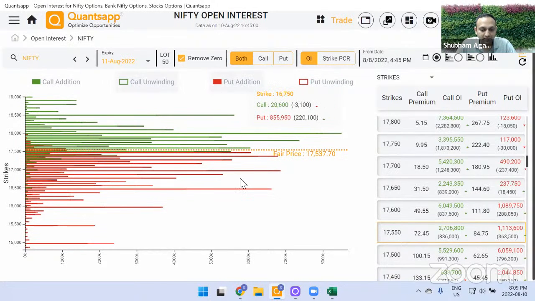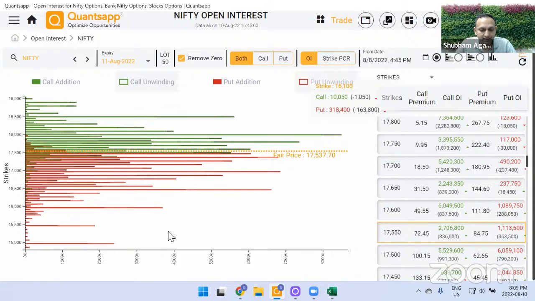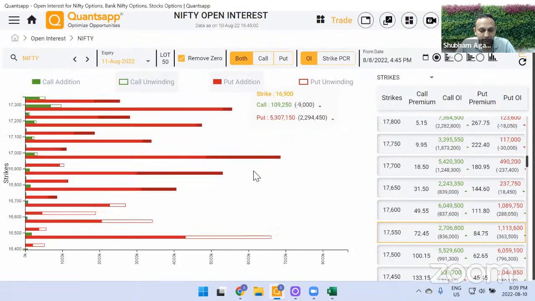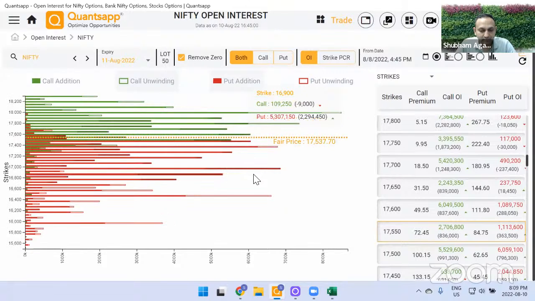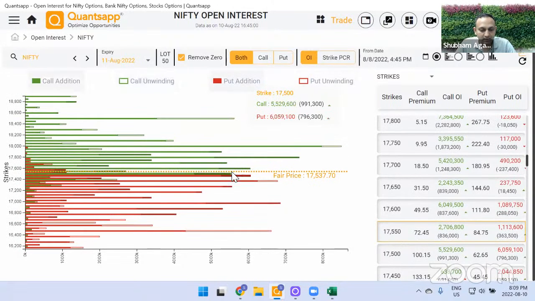So what we have done is that we have plotted the weekly expiry. So if you see, it is Nifty 11th August expiry, and we have plotted the open interest chart for the weekly option. In this case, let me zoom it slightly. Okay, so these are the call writers, the green bars that you see on the upside, and on the downside you see a lot of red bars, and those are basically the puts, right? So the greens are the calls and the reds are the puts.